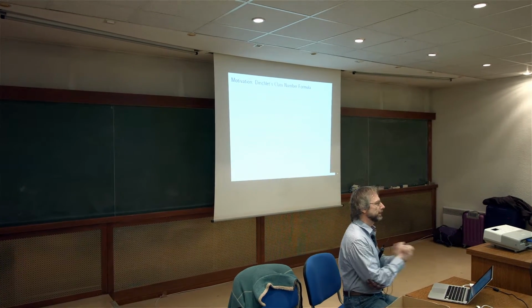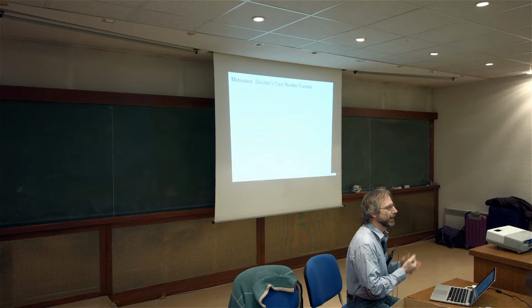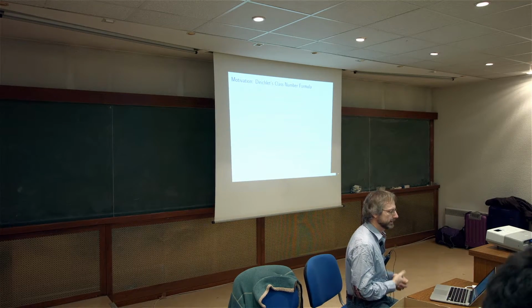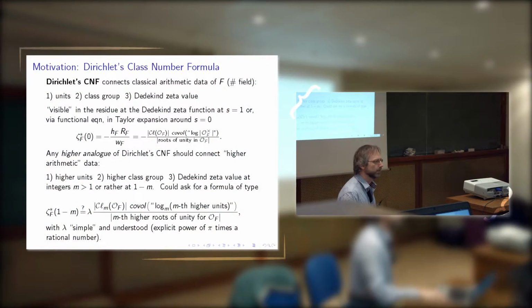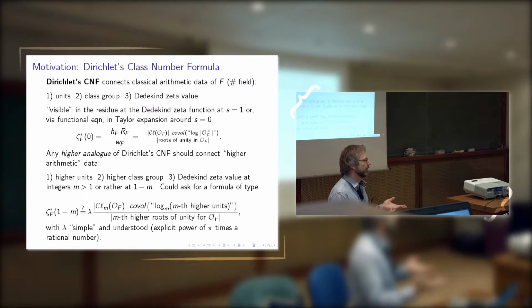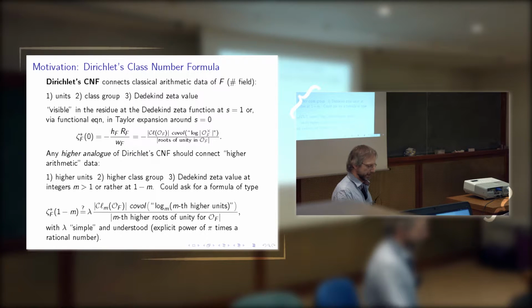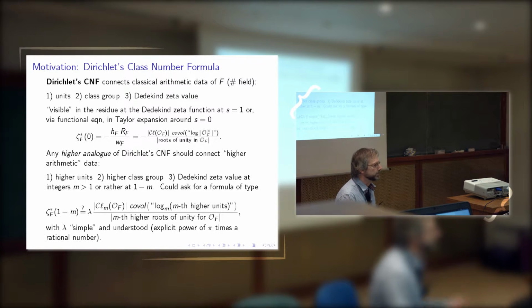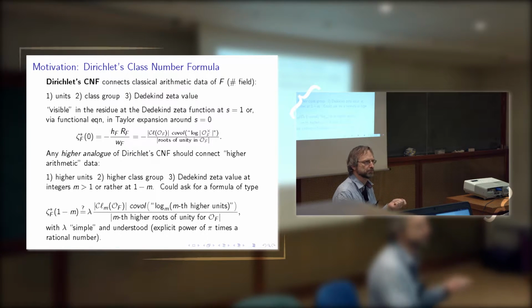So I would like to try and motivate the whole thing with a formula that I suppose you all know very well, the Dirichlet class number formula. As you recall, the class number formula connects the arithmetic data that you have in a number field. On the one hand you have the units, important arithmetic information, the class group, and the Dedekind zeta value, say at point 1, or by functional equation at point 0.